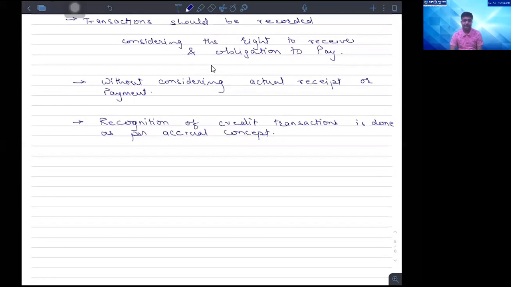Is it done? So that's it for the day. The conservatism and materiality concept is what we're going to talk tomorrow. And tomorrow we'll also be talking about the sources of preparing the final accounts. And then we have to start talking about how do we prepare these final accounts.